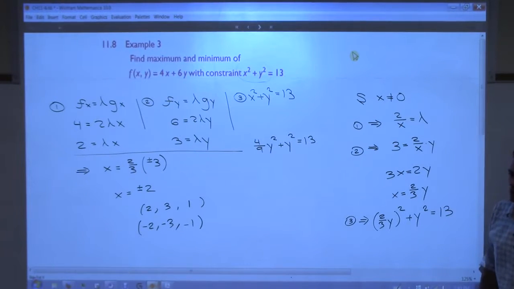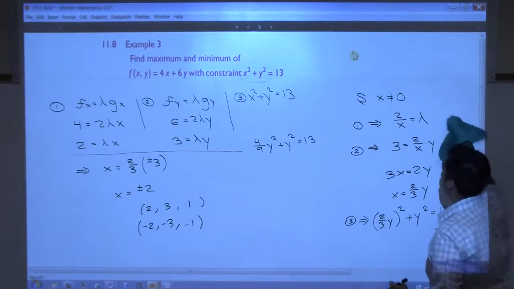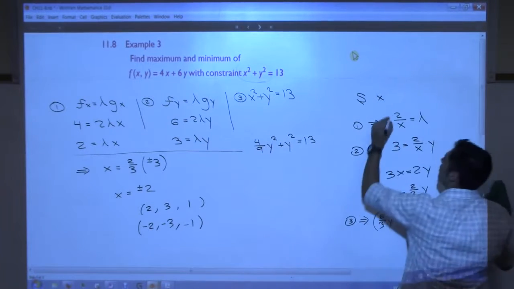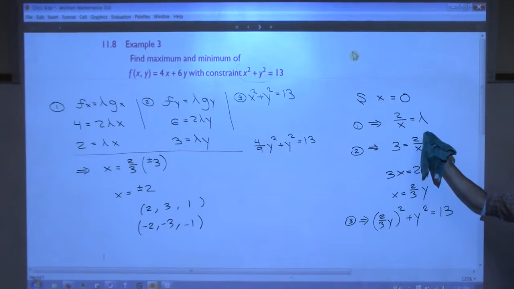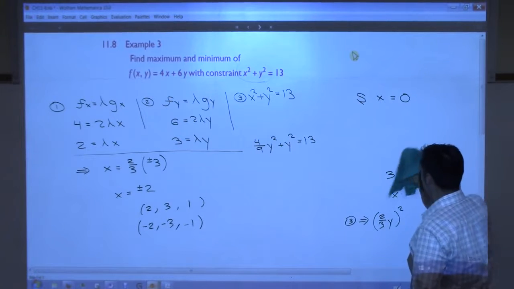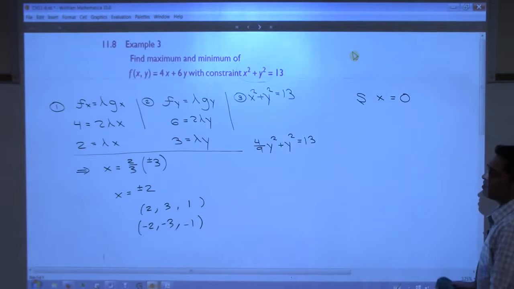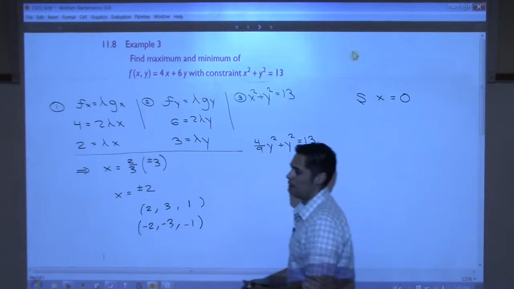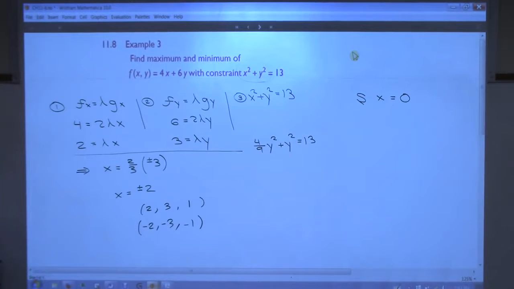What should we look at next? What if x is 0? We never looked at that, did we? OK. So let me change this. Suppose x is 0. Now you can't solve for lambda, can you? If x is 0, what can you tell me? Y squared equals 13, right?